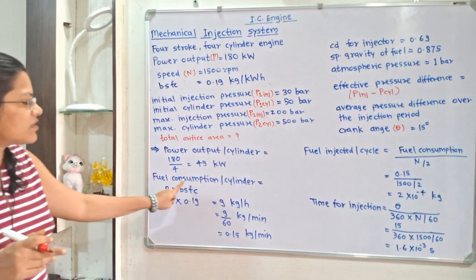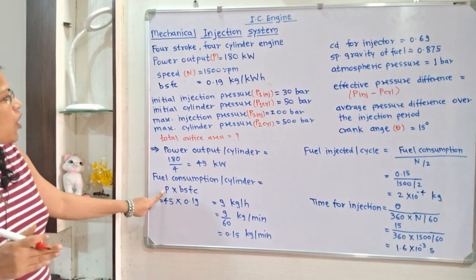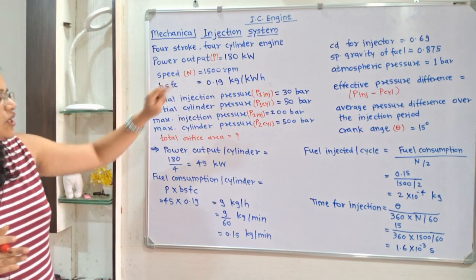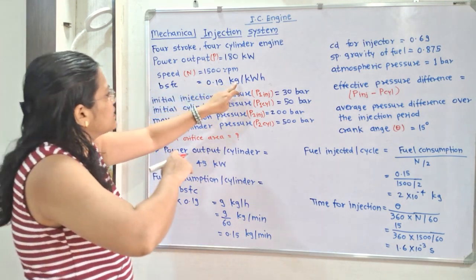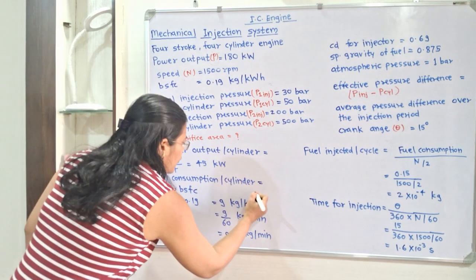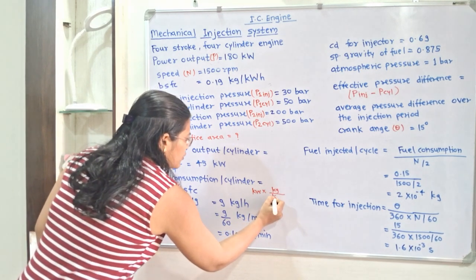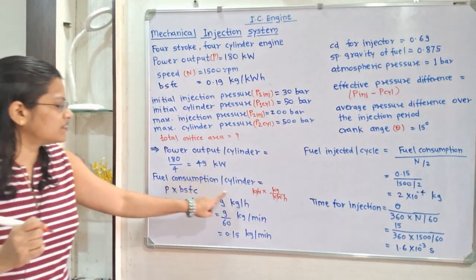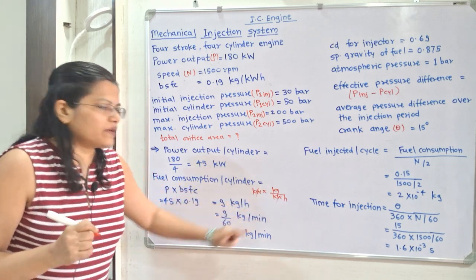Then fuel consumption per cylinder. How to calculate the fuel consumption? That is power multiplied by brake specific fuel consumption. Power is given in kilowatt, so we will first take the units: kilowatt multiplied by kilogram per kilowatt hour. The kilowatt gets cancelled, so we get fuel consumption 45 into 0.19, which is equal to 9 kilogram per hour.